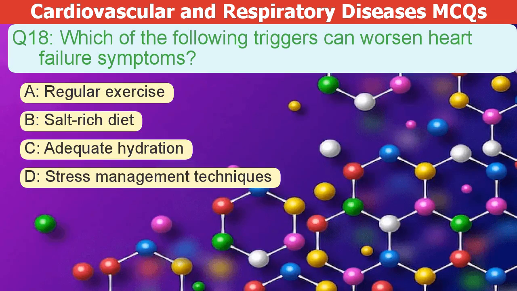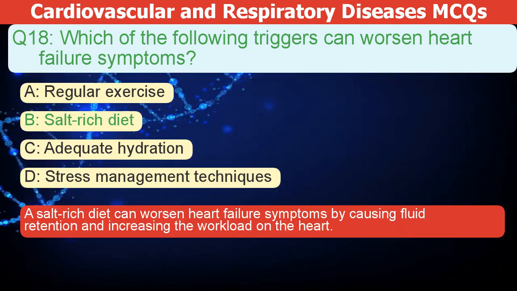Which of the following triggers can worsen heart failure symptoms? A. Regular exercise. B. Salt-rich diet. C. Adequate hydration. D. Stress management techniques. The correct answer is B. A salt-rich diet can worsen heart failure symptoms by causing fluid retention and increasing the workload on the heart.